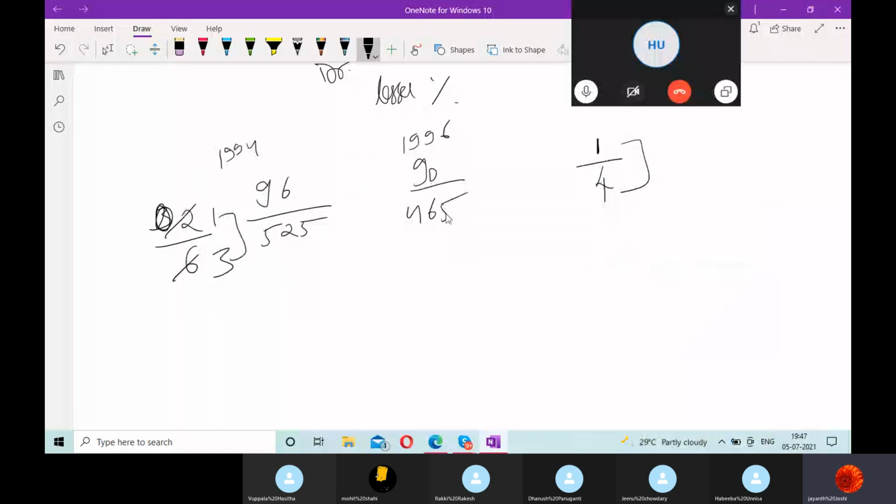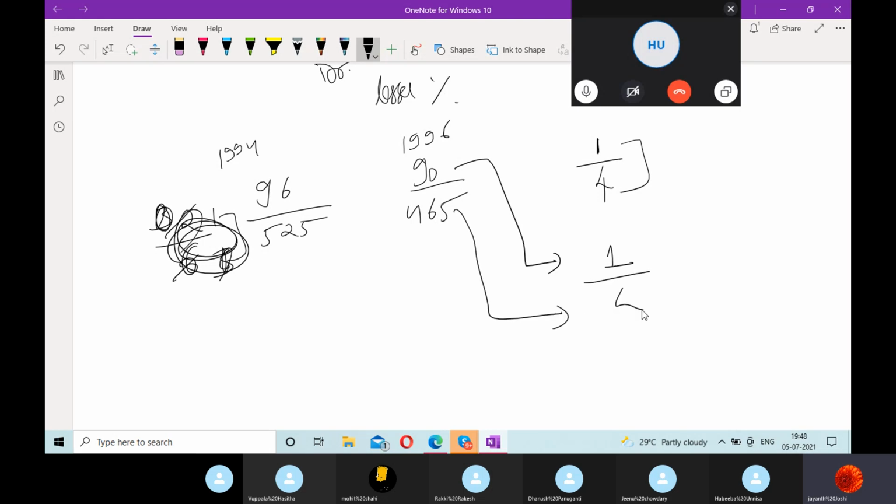See, this is 90 by 465. This is 96 by 525. I am trying to estimate. I am taking 90 as 1. I am taking 96 as 2. I am just assuming. I am taking 465 as 4. I am taking 525 as 6. Here I'll write neatly. So this 90 I am just assuming as 1. 465 I am assuming as 4.